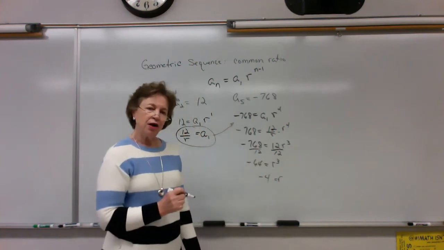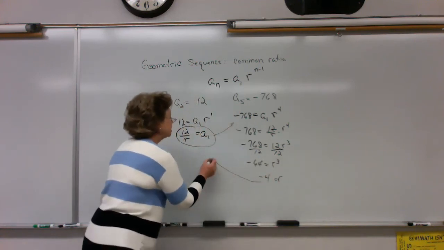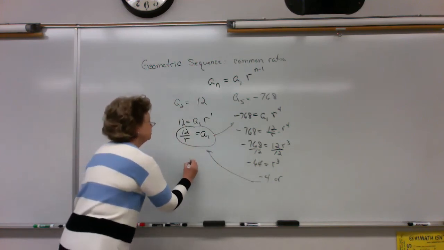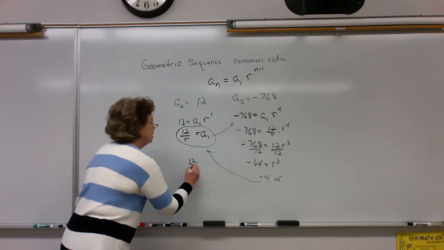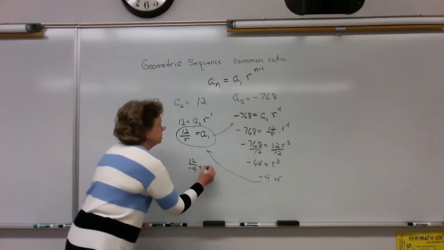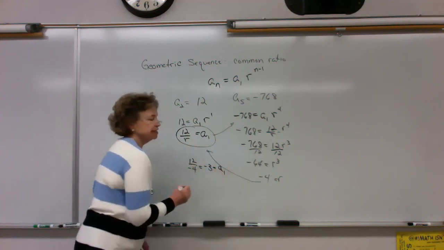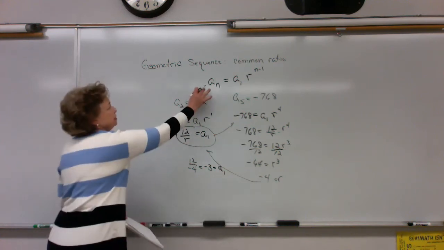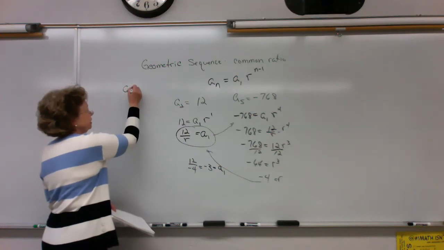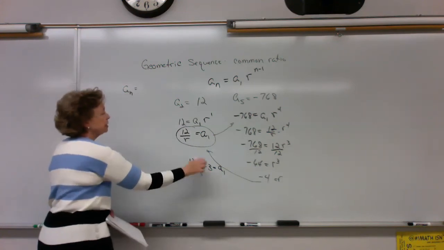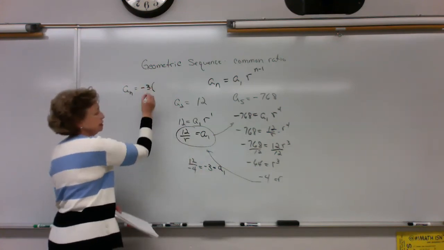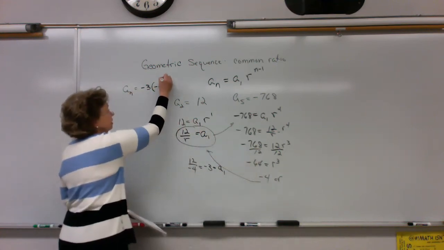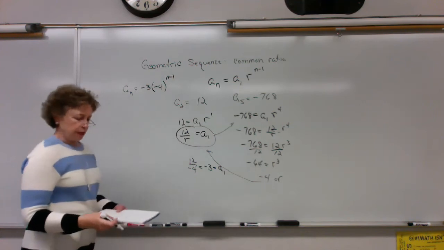Now that we know what r is, we're going to come back to this first term. And now we know the first term because it was 12 divided by r, which is negative 4. So negative 3 is our first term. And now we're ready to write that rule using this. A sub n is the first term, which we now know is negative 3, times the common ratio, which we know is negative 4, to the n minus 1.